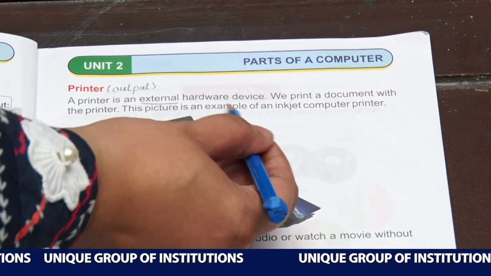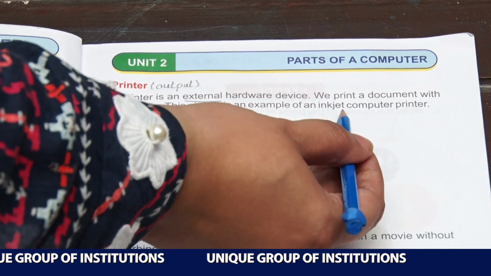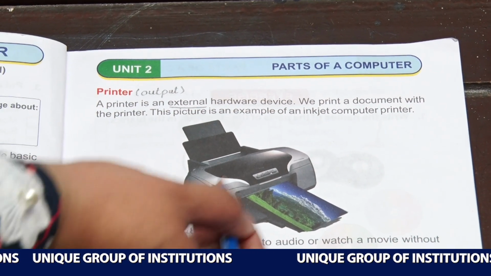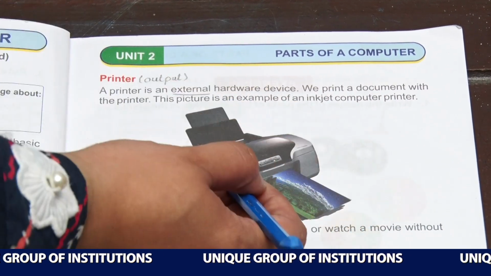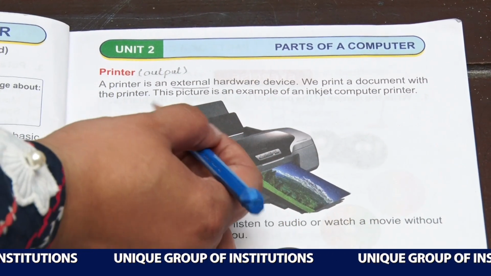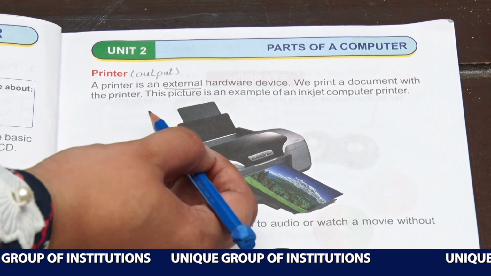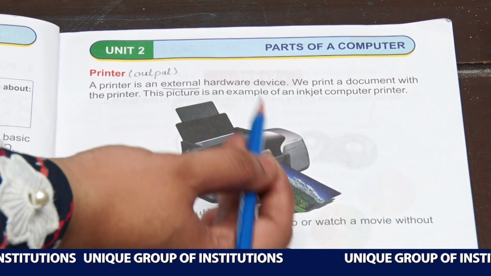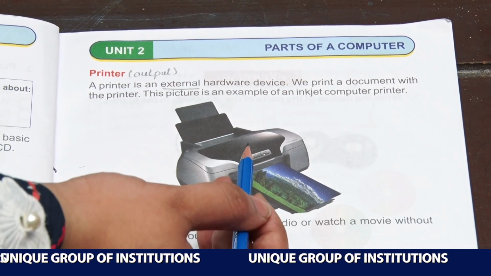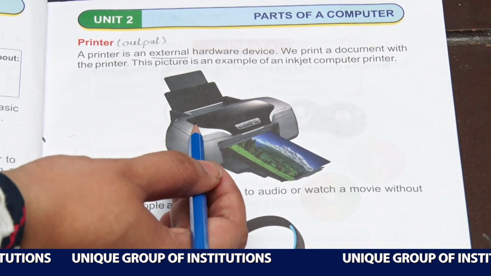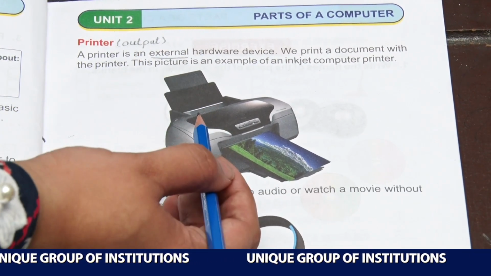This picture is an example of an inkjet computer printer. Through a printer you can get printed documents in paper form. Whatever you want to get on paper from your computer, you can get it through printers, right? So it's giving you information, which makes it an output device.